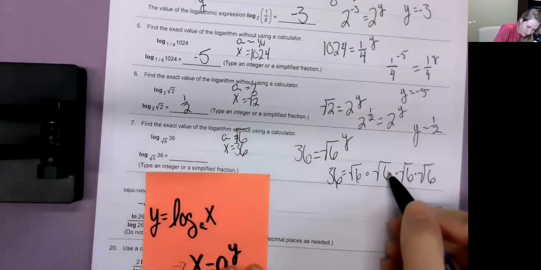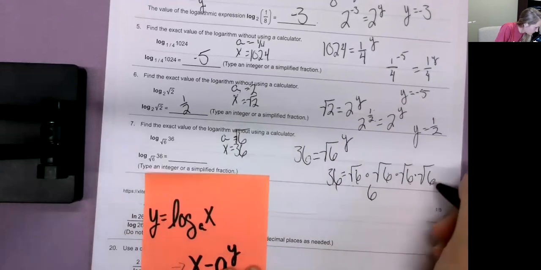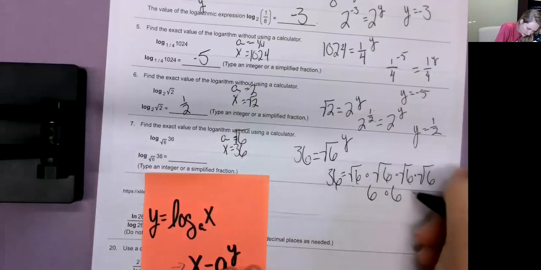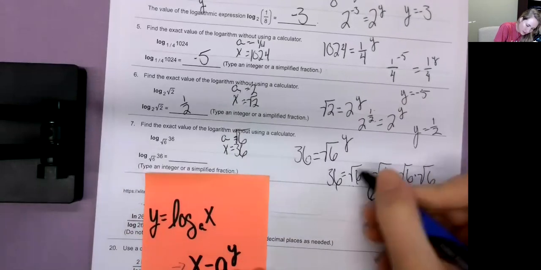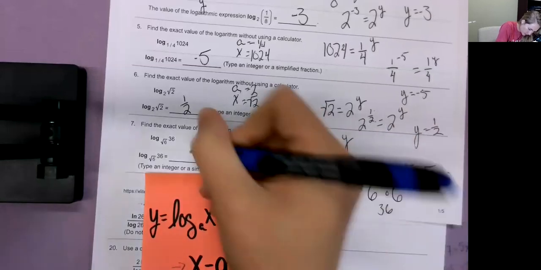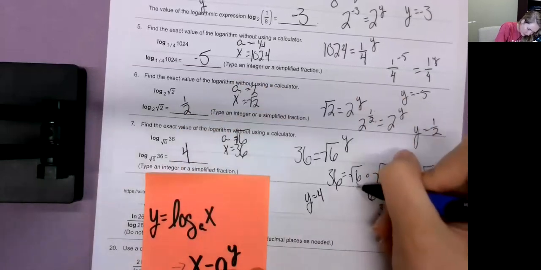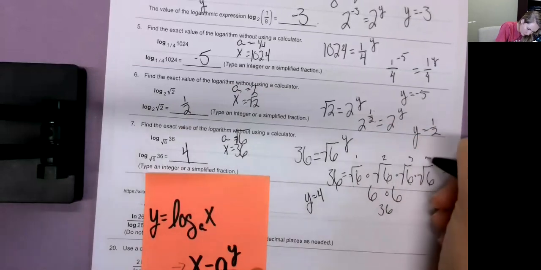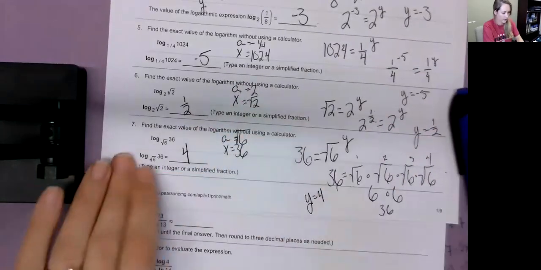Because that square root times the square root would be 6. 6 times 6 is 36. So we have 4 of these. So y equals 4, because we have 1, 2, 3, 4. Okay.